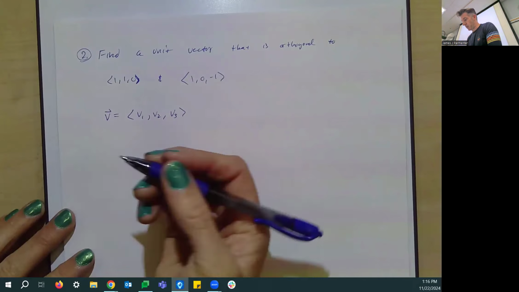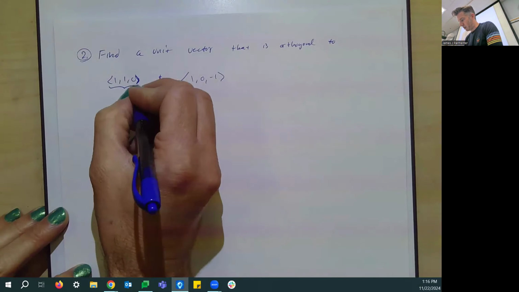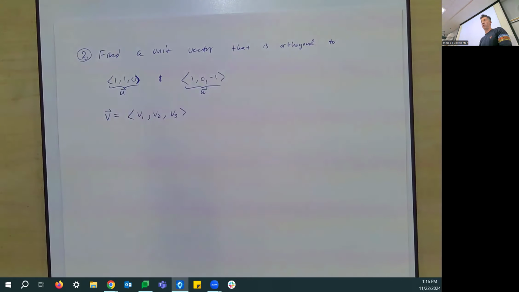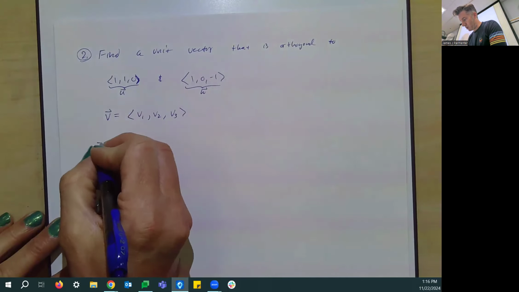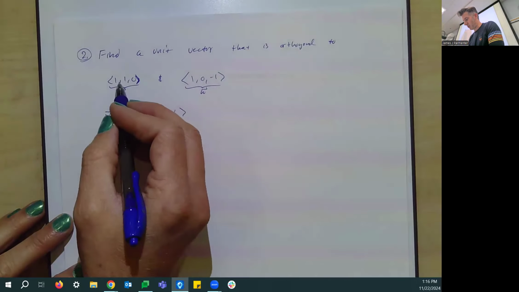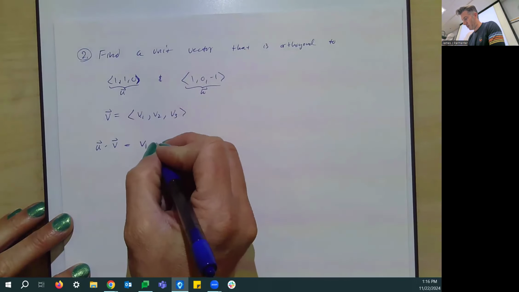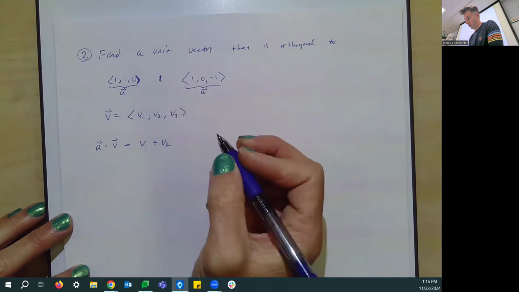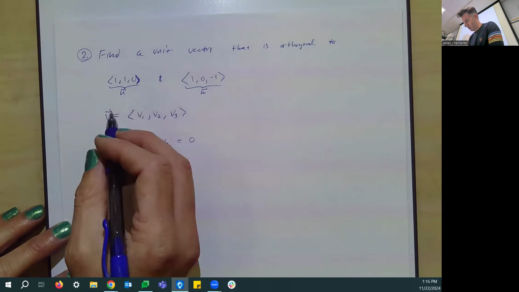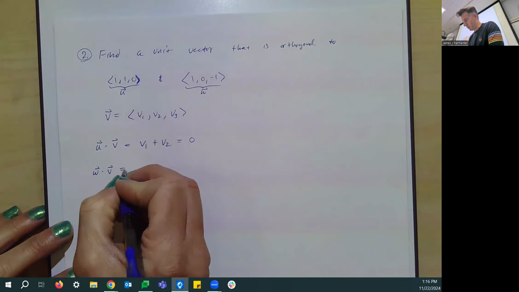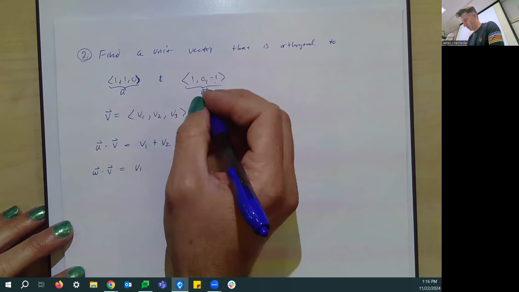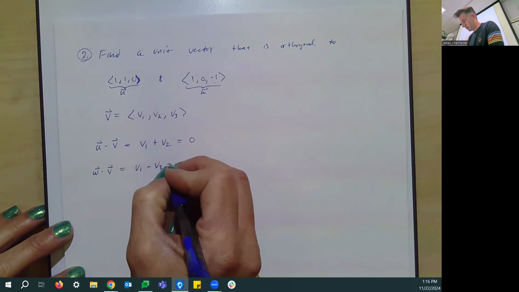So great. I know two things then. I'm going to call this one U and this one W just to give them some names. You're totally allowed to do that, right? If you want to make it easier to write things down, I'm going to write U dot V, that vector dotted with that vector. So it's going to be 1 times V1 plus 1 times V2 plus 0 times V3 has to equal 0. And then I also know that W dot V is 1 times V1 plus 0 times V2 minus 1 times V3, which has to equal 0.